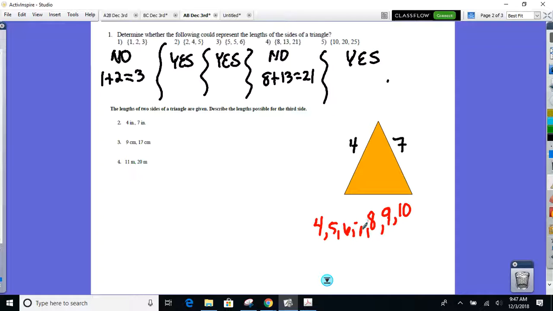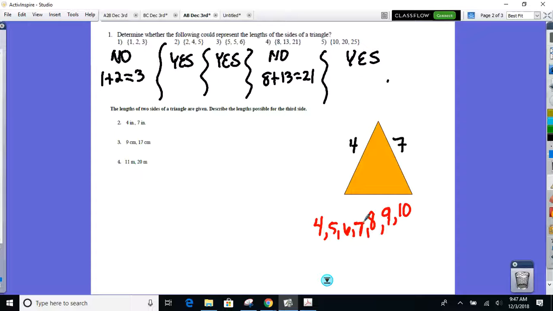But can I go lower than 4? Can I go 3? Why wouldn't 3 work? 3 plus 4 is 7. It's got to be bigger. We just said we can't go 11. So basically, I have all my values here, right?